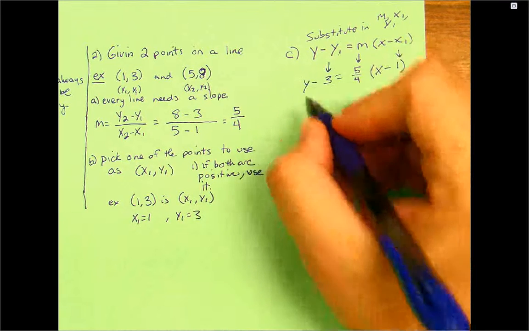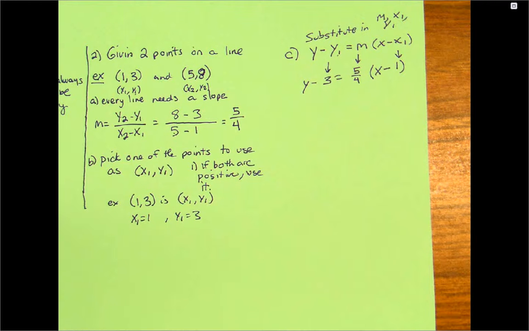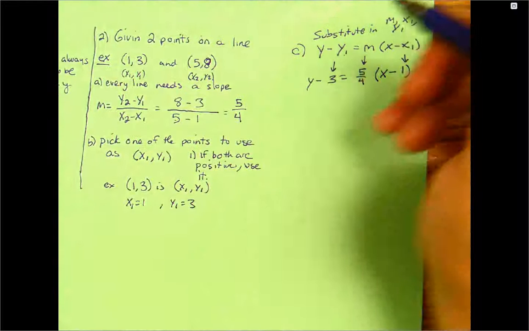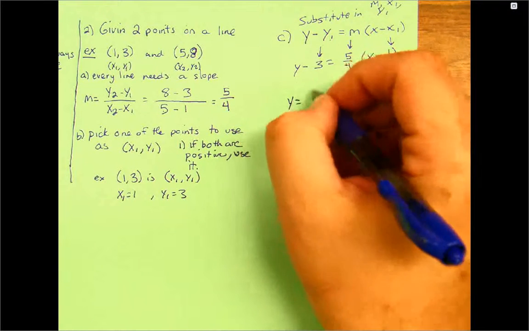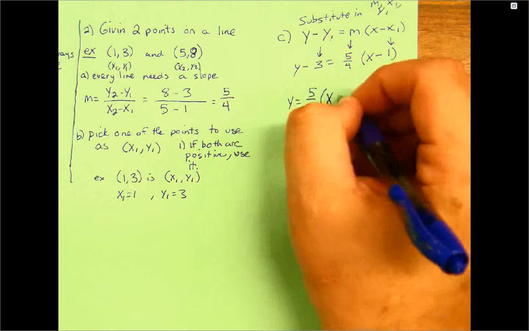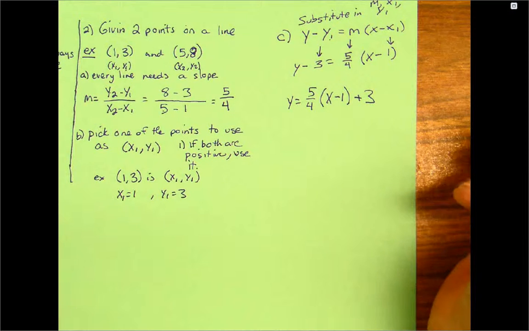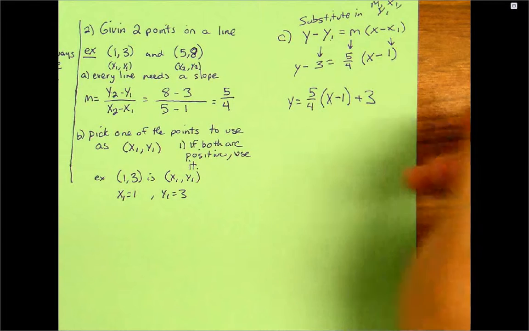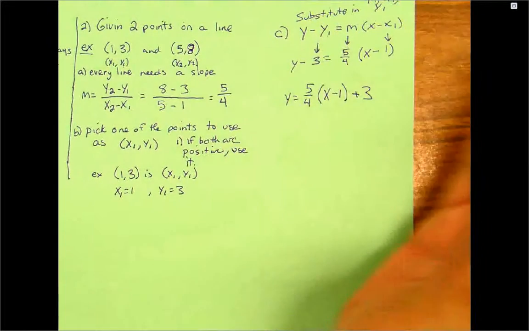Now, believe it or not, a lot of times you can keep it like this. You could add 3 to both sides and get y is equal to 5/4 x minus 1 plus 3. Or you could actually do the distribution and get it into y equals mx plus b form, where you distribute the 5/4 and then you get to 3. I'll show you that really quick.